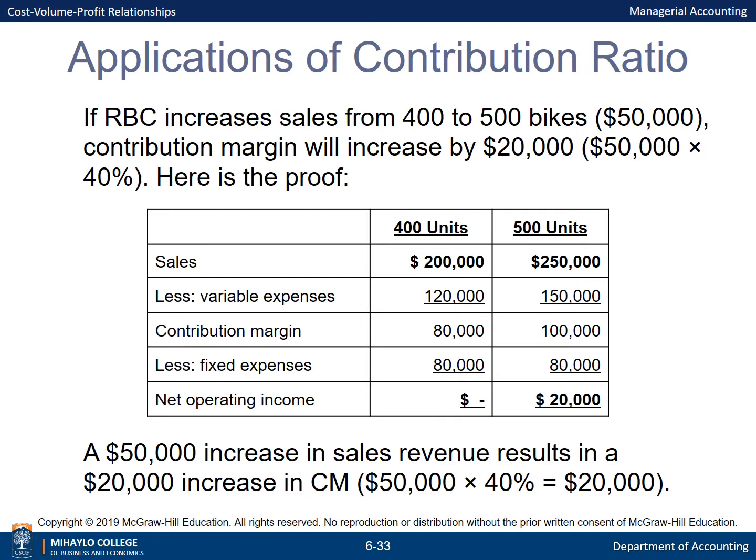If RBC increases sales from 400 to 500 bikes, $50,000, contribution margin will increase by $20,000, $50,000 times 40%.